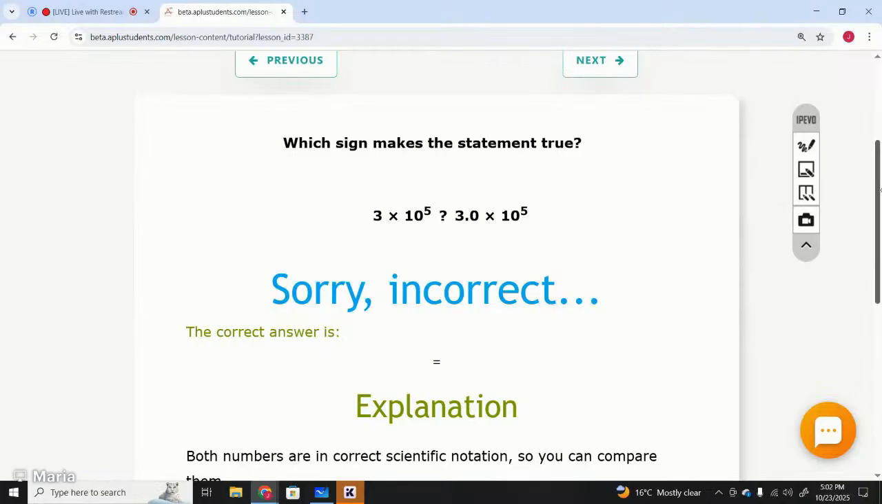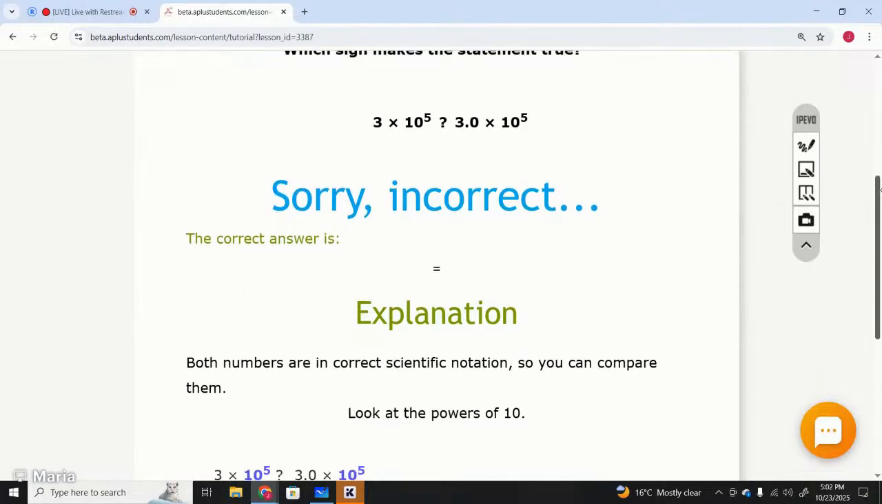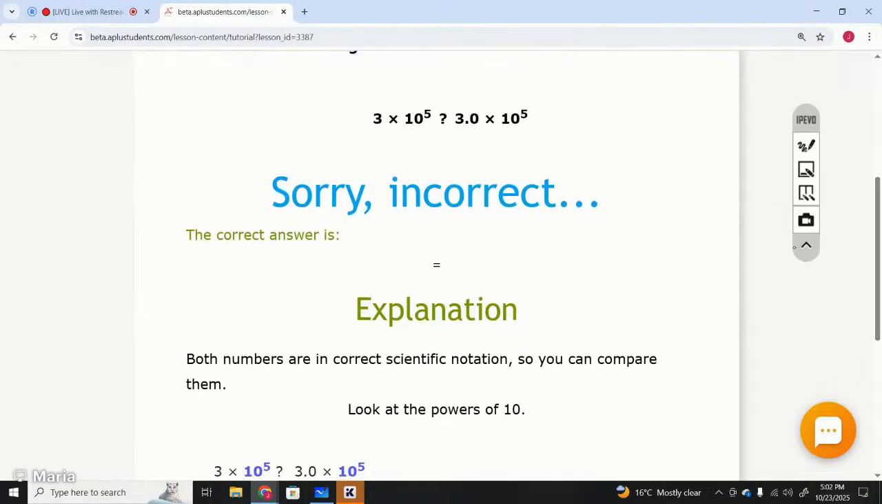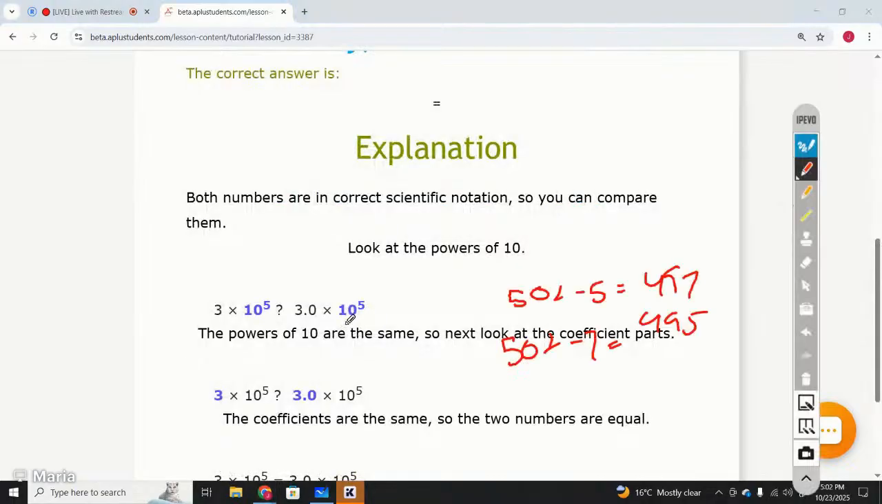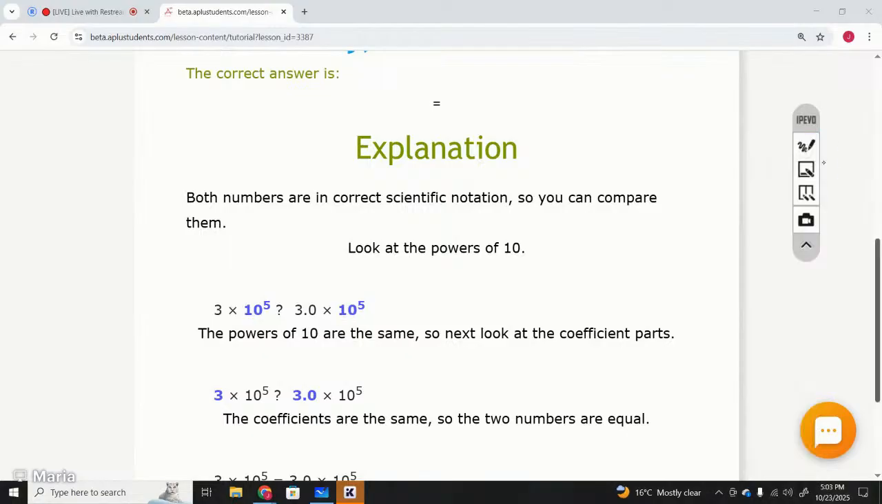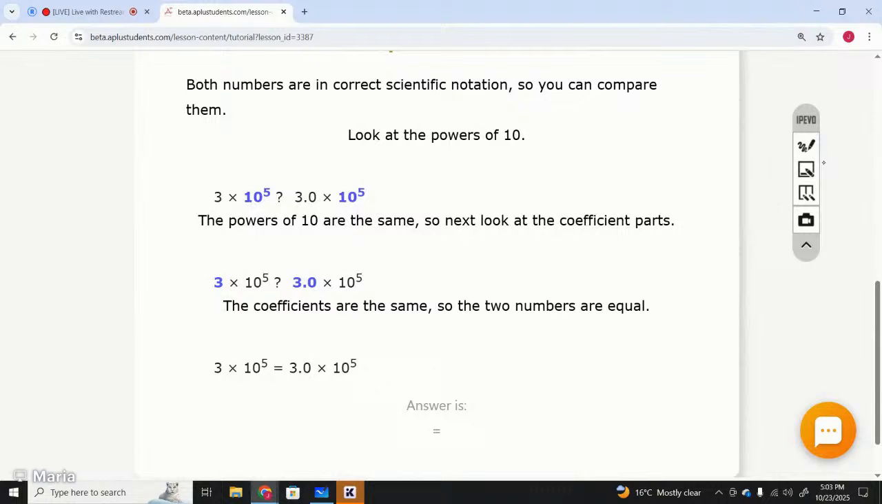Both numbers are in the correct scientific notation, so we can compare them. Just look at the exponents of the 10 first, right? They both have the same exponents, 5 and 5. So when their exponent parts are exactly equal, we have to look at the coefficient parts. The coefficients are 3 and 3, and they are also the same. That means they are both exactly equal.